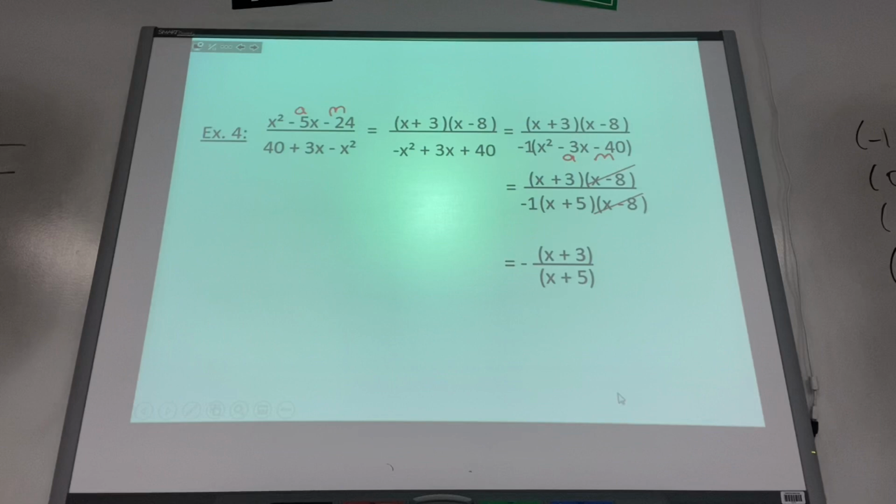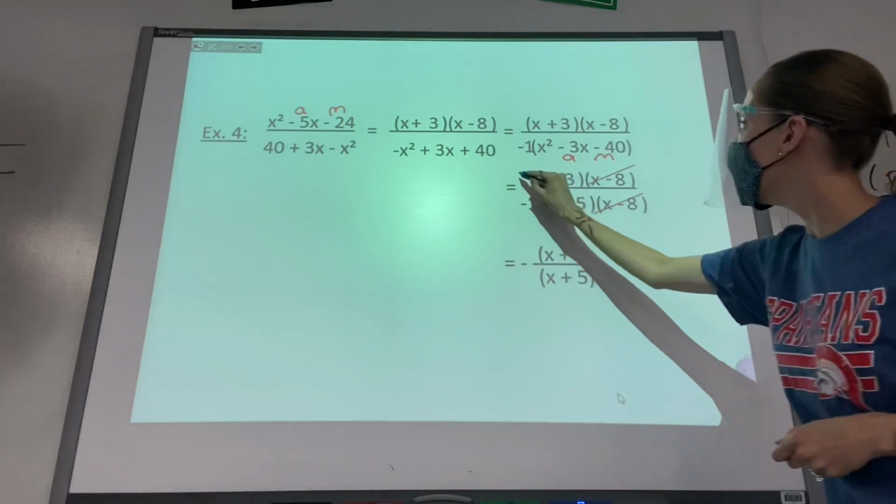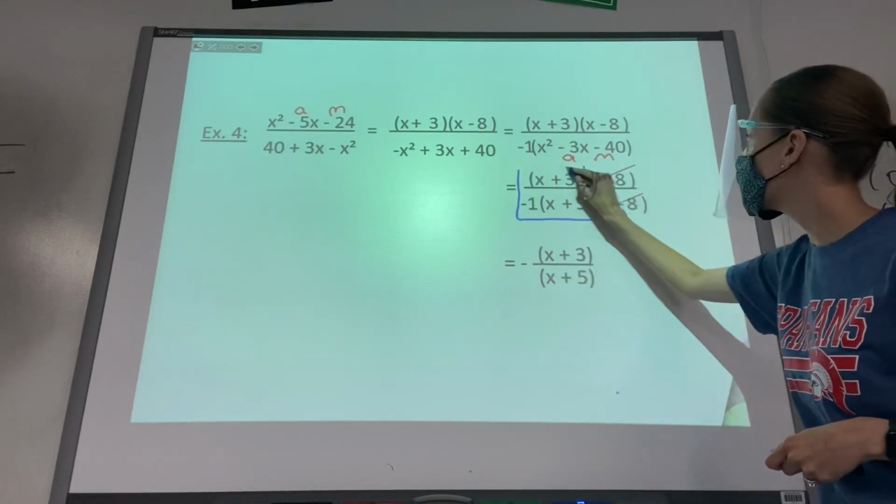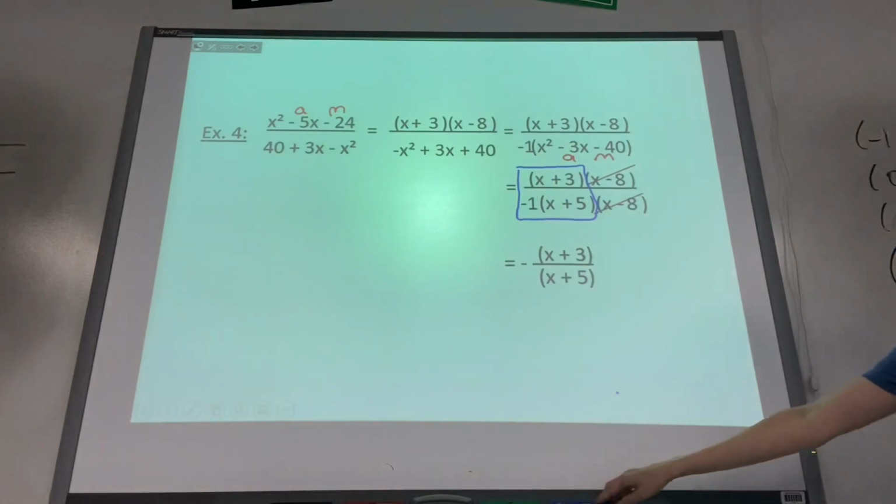But again, I wouldn't count it wrong if you just kind of wrote it like that. That would be fine also. But we don't usually like to leave a negative on the bottom. Okie doke. Factor everything. Eliminate the common factors. Just a little bit weird there with the order on bottom. Any questions about number 4?